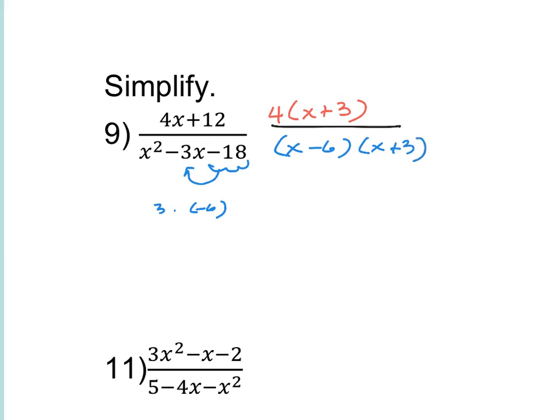And now I look for things to simplify. This cancels, and I'm left with 4 over x minus 6. I cannot reduce the 4 and the 6, because again, remember, this is attached.